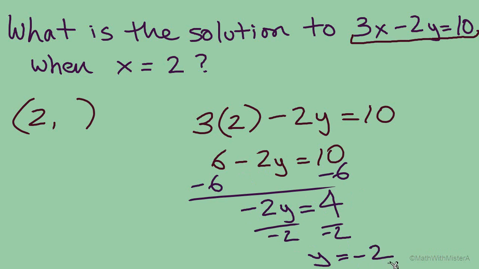This is an excellent example of what we would do if we have one number from our ordered pair solution. We'll take that number, substitute it into the equation, and then we can solve the equation to find the other. We knew that x equals positive 2, so we put that right in place of x. We solved for y and found y equals -2. So our ordered pair solution has x equals positive 2 and y equals -2.